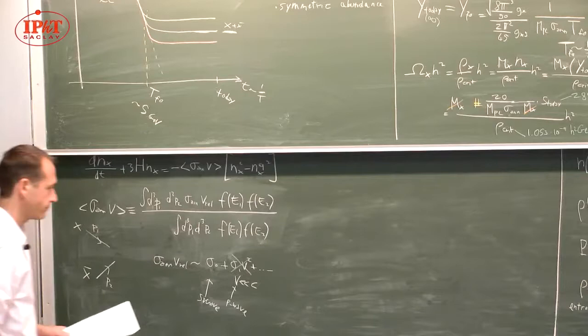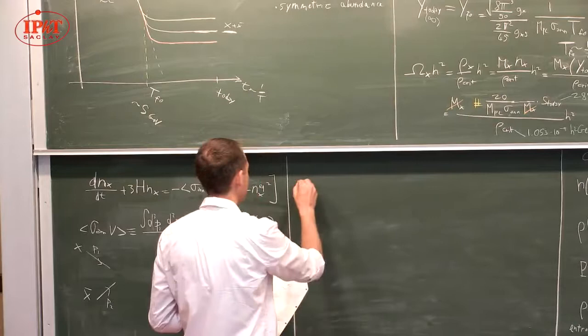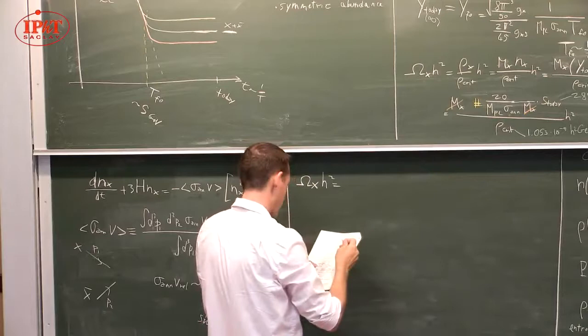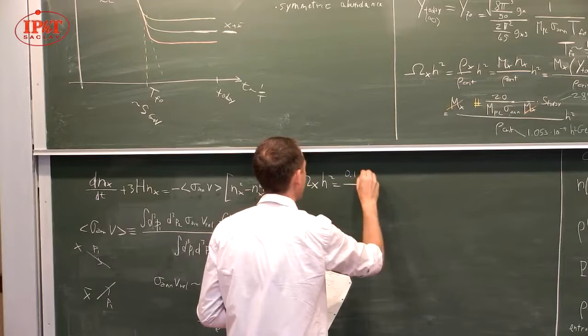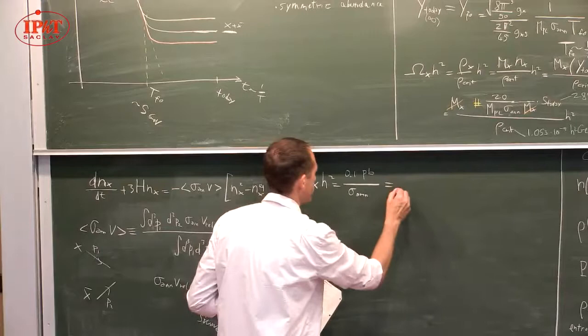Now, the most important comment that I want to make concerns thermal freeze-out. We said that in thermal freeze-out, omega x h squared is given by a number divided by, let me take the slightly less precise version, 0.1 picobarn divided by sigma annihilation. I'm forgetting the velocity for the moment. And this quantity has to be, as observed in cosmology, 0.1186.